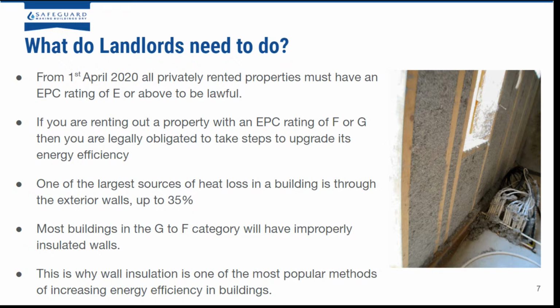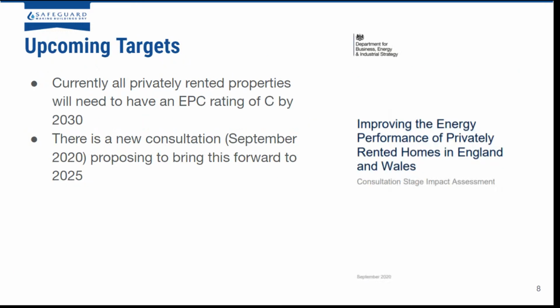And one of the largest sources of heat loss in the building is through the exterior walls, up to about 35%. So most buildings in that G to F category will actually have improperly insulated walls, which is why wall insulation is one of the most popular methods of increasing energy efficiency in buildings.